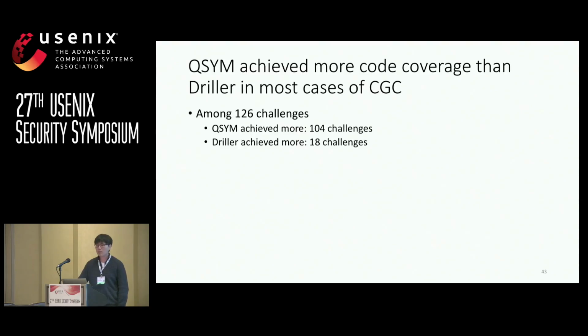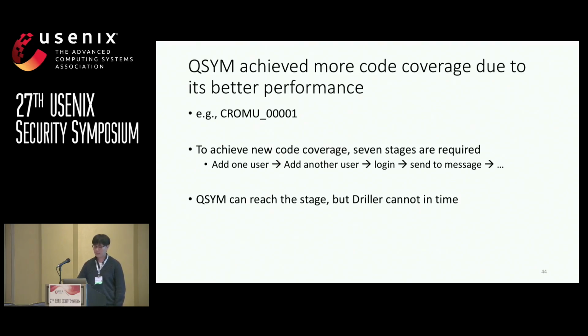QSYM achieved more code coverage than Driller in most cases in CGC. Among 126 challenges, QSYM achieved more in 104 challenges, and Driller achieved more in 18 challenges. QSYM achieved more code coverage due to its better performance.